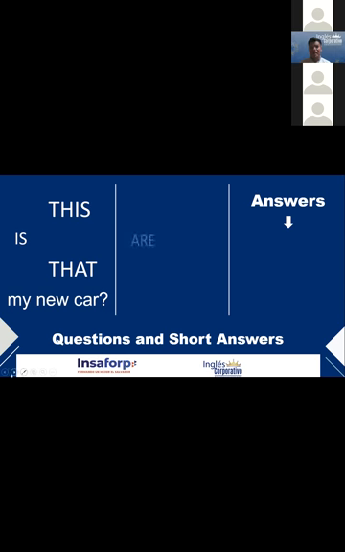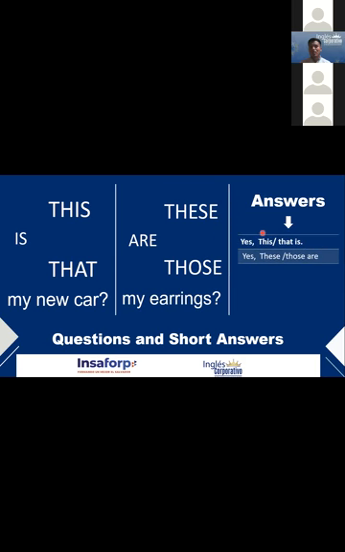So how do I make the questions in plural? Lo mismo para el plural. So I can say, are these my earrings? Are those my earrings? Simple as that. Now, how do I answer those questions? ¿Cómo respondo esas preguntas? Simple. If I want to say yes, y quiero responder sí, I can say, yes, this is. Yes, that is.